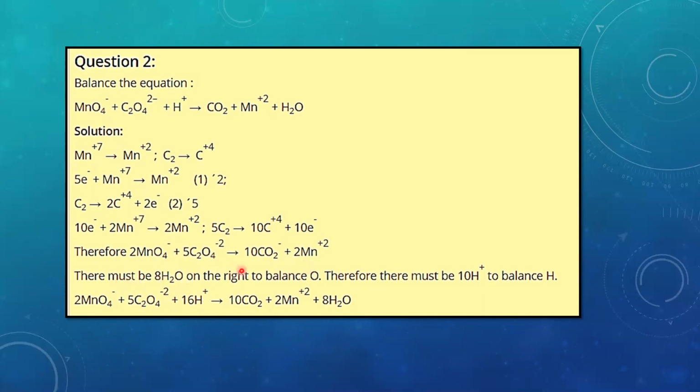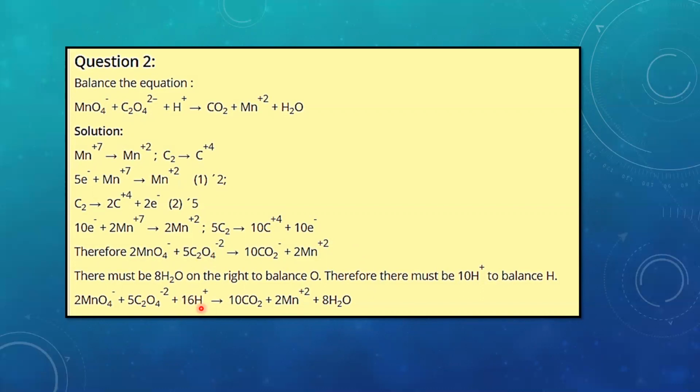Now, let's check the number of oxygen atoms. Here, 4 2s are 8 plus 4 5s are 20. That means we have 28 oxygen atoms on the left hand side. Now, what about the right hand side? Here we have only 20. So, what will we do? We will add 8 water molecules on the right hand side to balance the oxygen atoms. Now, when we add 8 water molecules on the right hand side, we need to add 16 hydrogen ions on the left hand side to balance the number of hydrogen atoms as well.